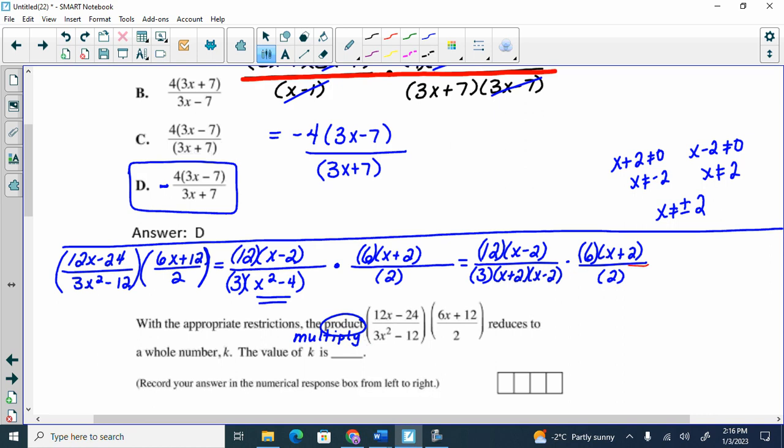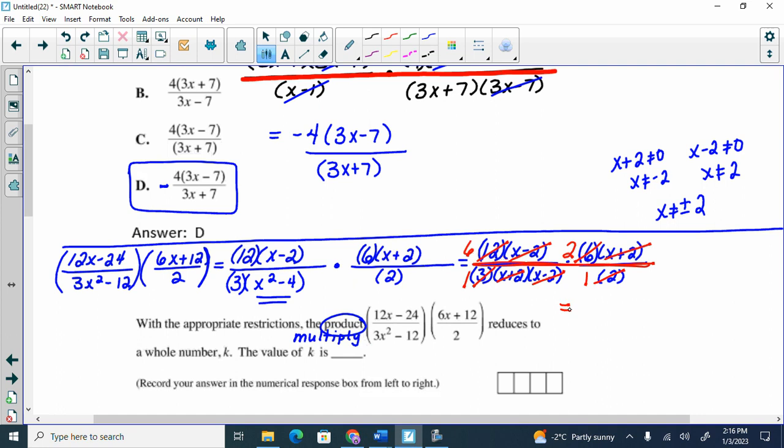Full numerator over full denominator. X plus 2 cancels off the x plus 2, x minus 2 cancels the x minus 2. 6 divided by 3 is 2, 3 divided by 3 is 1, and then 12 and 2, 12 divided by 2 is 6, 2 divided by 2 is 1. Now remember I told you this, if you don't want to do the coefficients till the very last step, you could just go 12 times 6, and then 3 times 2, and then you can reduce that at the very end. You don't have to cross it off like this if this is confusing to you.